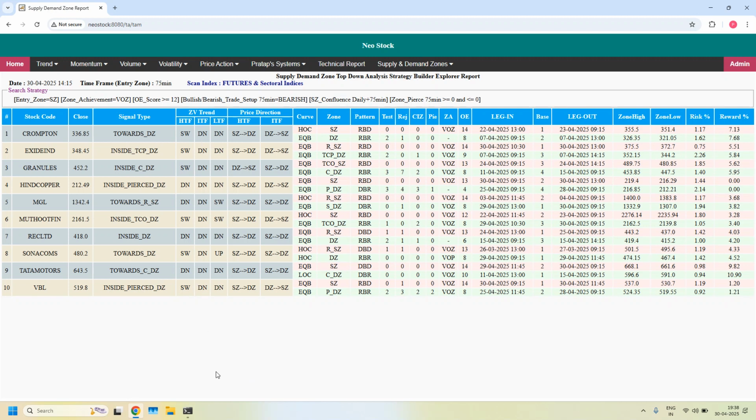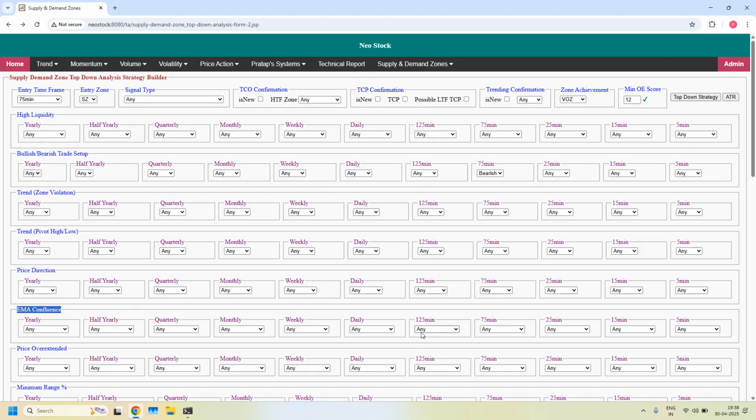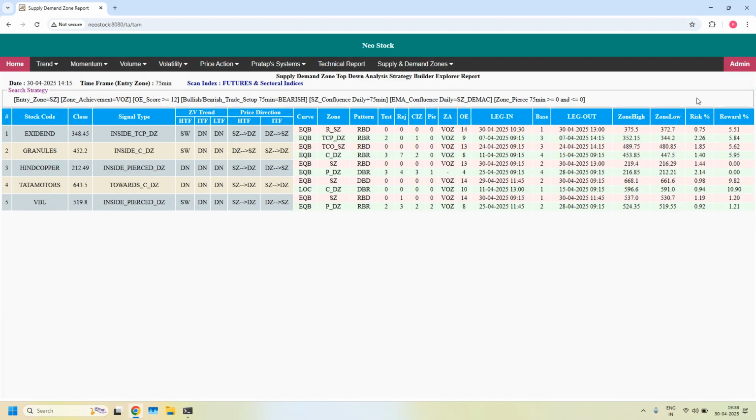So let's verify if any of the daily supply zones are having daily EMA confluence. In that case, the overlapped 75-minute supply zones might be having even more high probability to get success. So I am going back to the EMA confluence at the daily time frame. I am checking daily supply zone having daily EMA confluence or not. Anyway, daily trend is down in all the stocks. We got 5 stocks. So in these 5 stocks, these 75-minute supply zones might be having more high probability to get success.